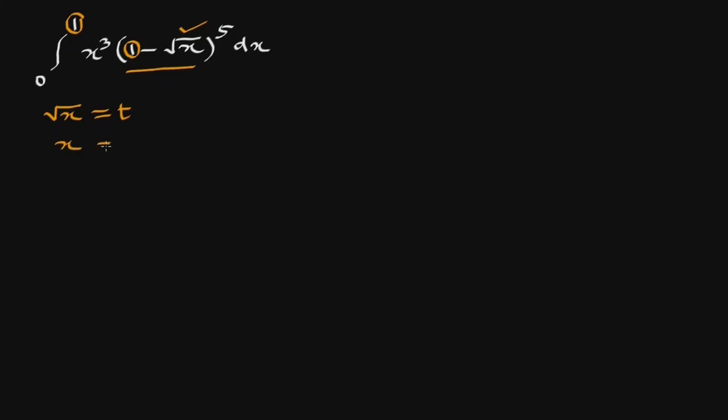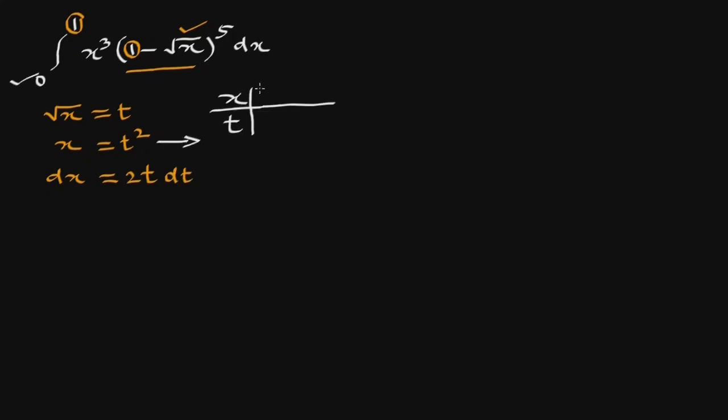In the second problem, we have to evaluate the integral from 0 to 1 of x cube into 1 minus root x, whole raised to 5 dx. Here we observe this 1 minus root x. We find that the square root of this higher limit 1 is 1. Therefore, we choose to substitute root x equals t, so that x will be t square and dx will be 2t dt.